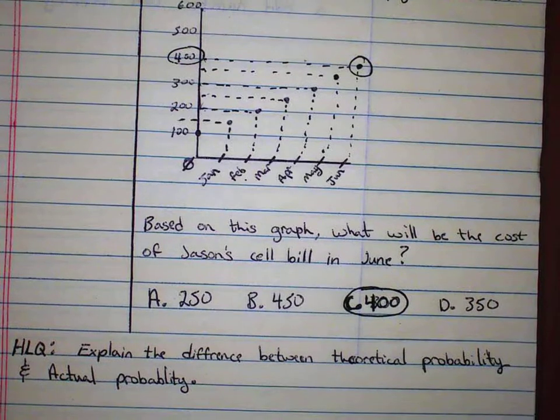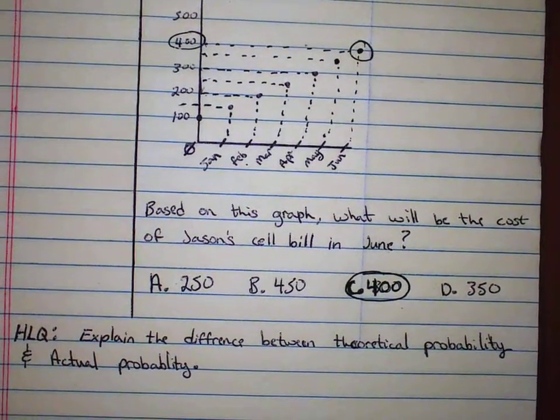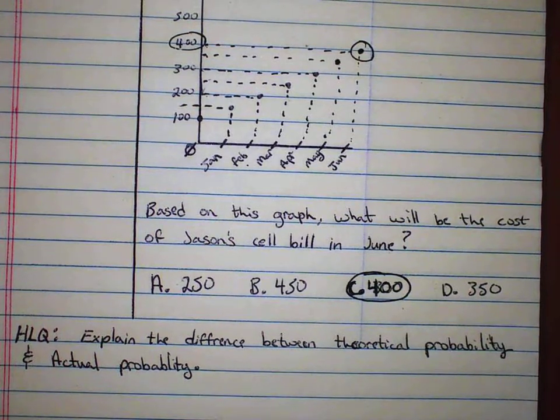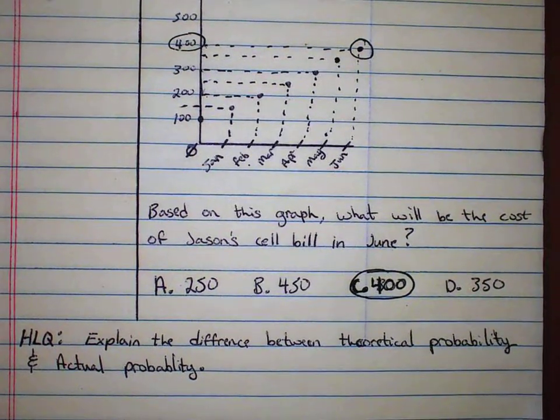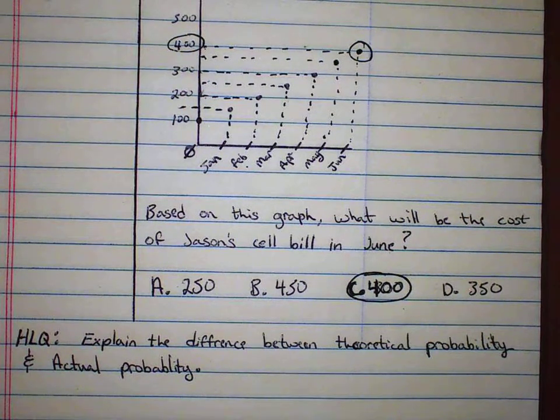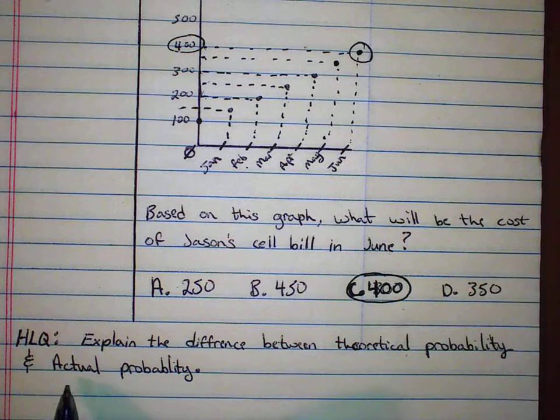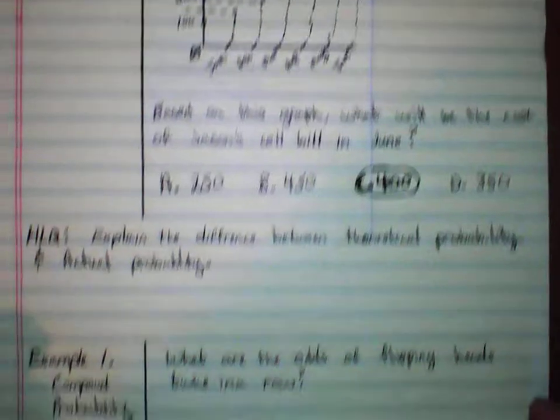Now, your HOQ is to explain the difference between theoretical probability and actual probability. What could happen compared to what does happen. What could happen compared to what does happen. You'll have to explain the difference.